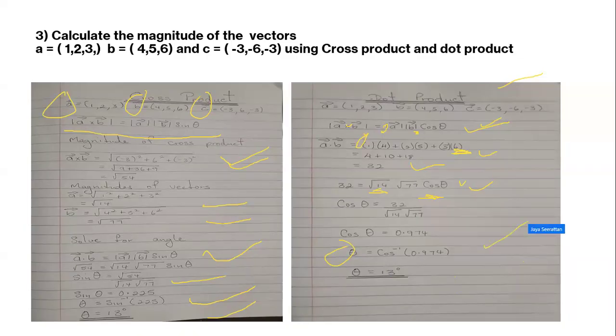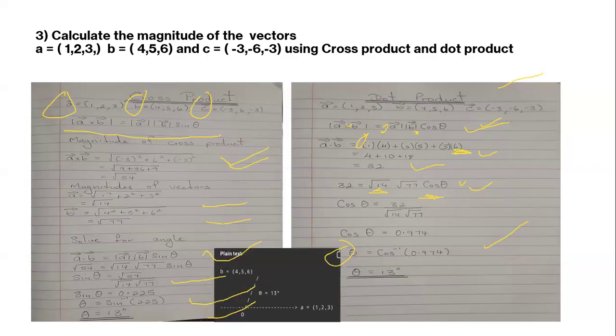So here we see that using the cross product or the dot product, we could still find the magnitude of a vector. So here is the diagram. The 13 degrees is here, that angle there.